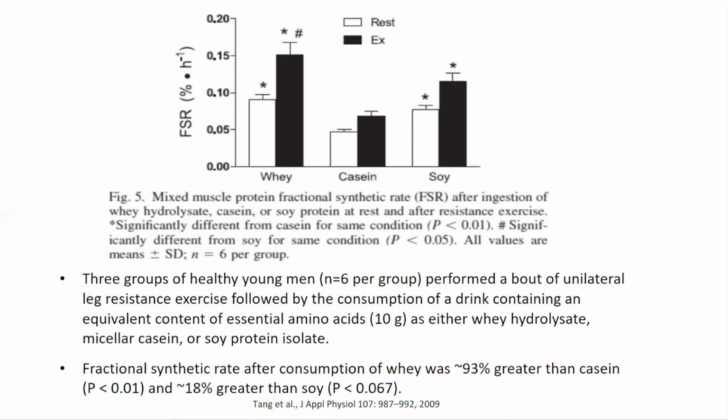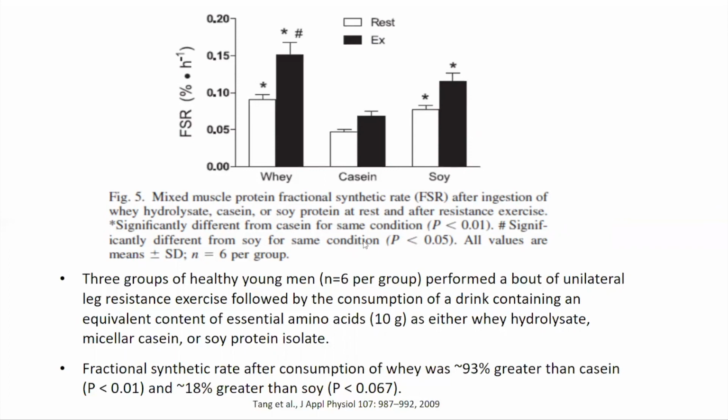And these subjects would cycle unilaterally, so with only one leg, and the other leg would rest. And they did muscle biopsies to look at the amount of protein synthesis that occurred in the muscle. And these subjects ingested either whey, casein, or soy-based protein. And what the study showed was that protein synthesis was maximized in subjects who ingested whey in the exercising muscle.